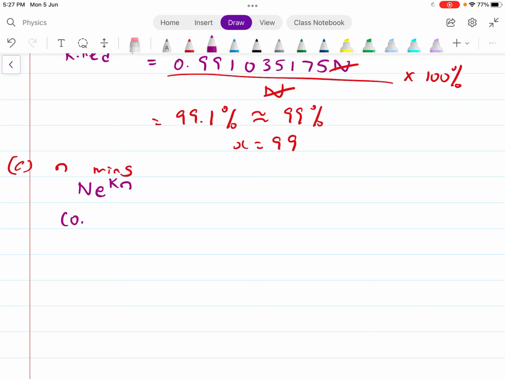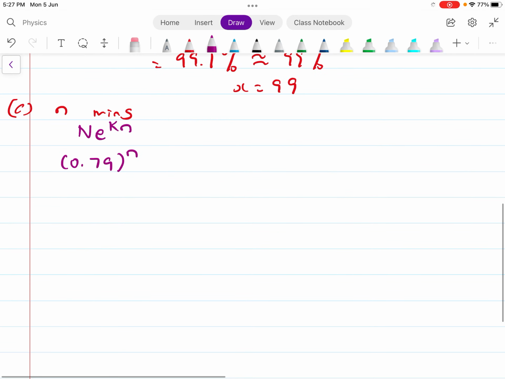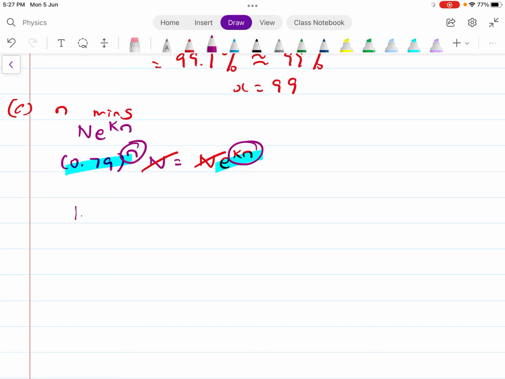So 0.79 to the power of n, then big N, you equate to N e^(kn). Then of course you cancel the N. Then you just equate this thing with this thing. If you look at this, you will need to make use of the ln, because you want to bring this thing down and bring this thing down. So ln 0.79^n is equal to ln e^(kn).